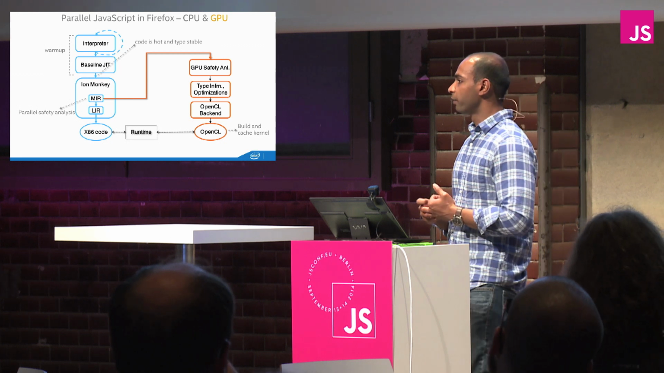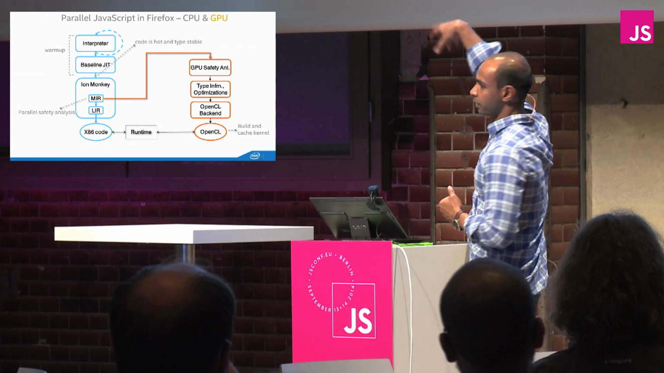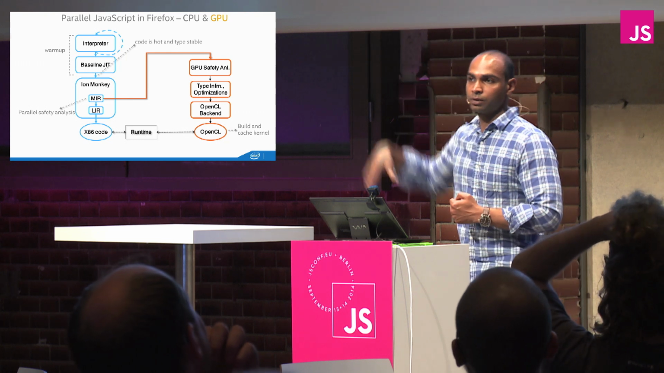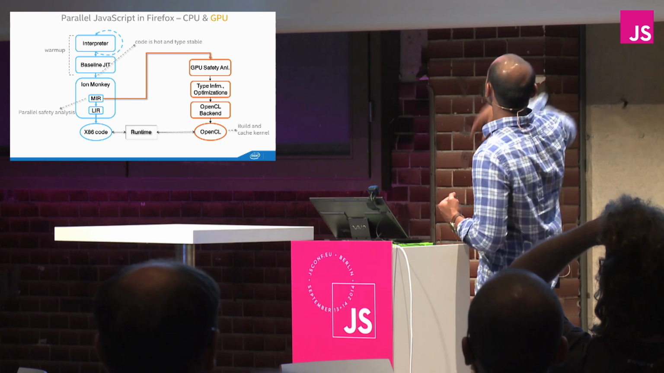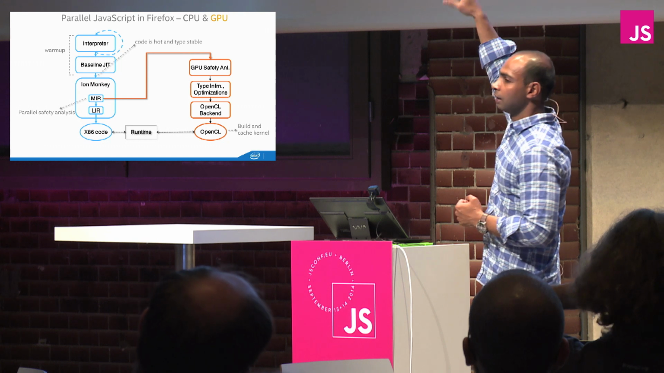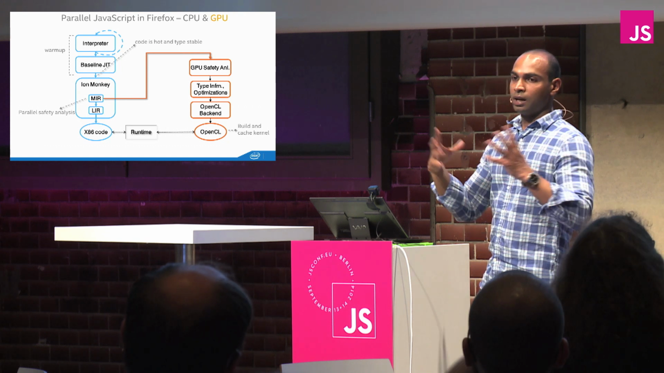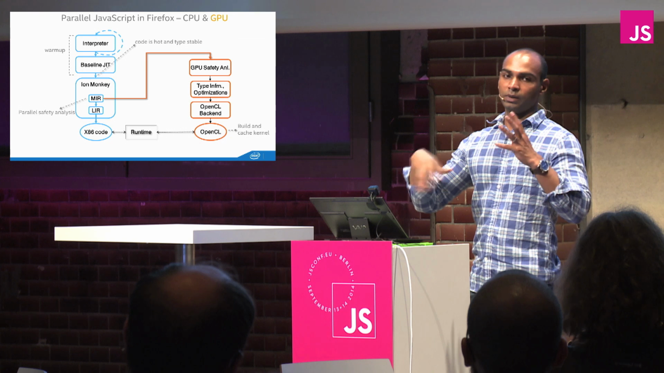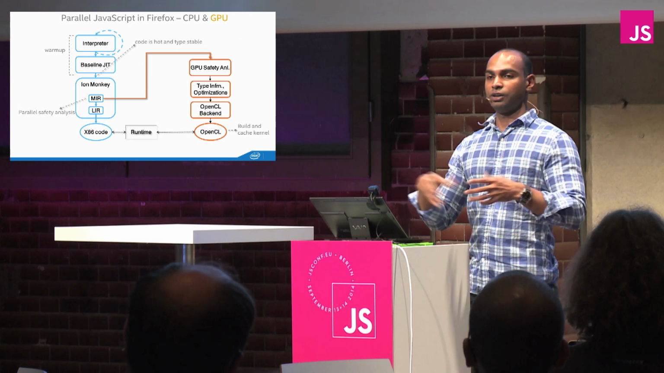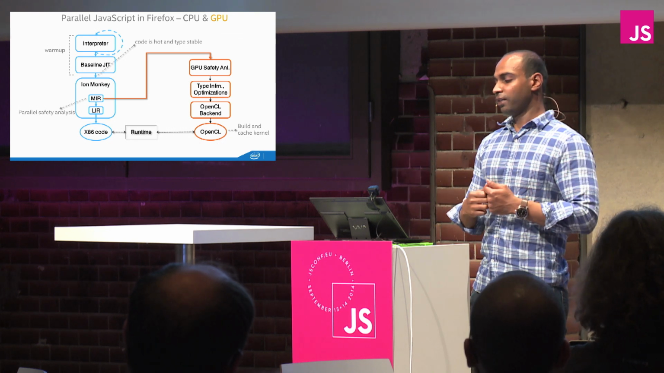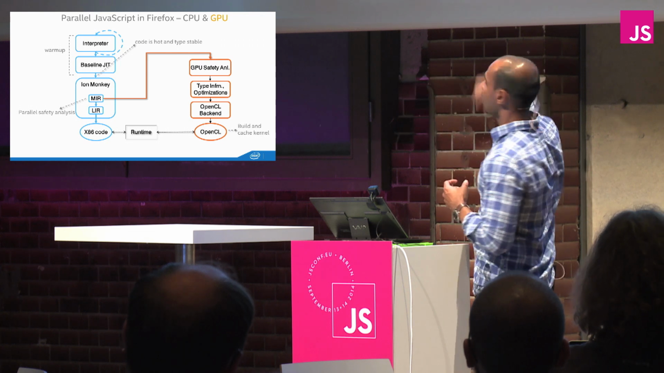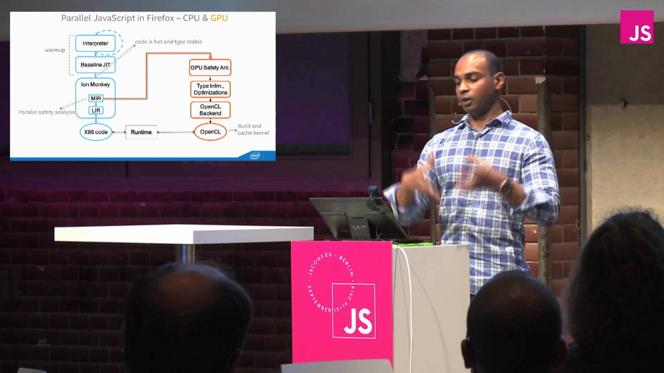So this is an overview of what it looks like. The blue parts are just what would happen with normal parallel JavaScript execution on the CPU. You would run for a little while in the interpreter and the baseline JIT, and once your code has been hit a few times, it's hot, and you know all the type information, then you would go to the IonMonkey JIT, which would spend more time trying to optimize your code.